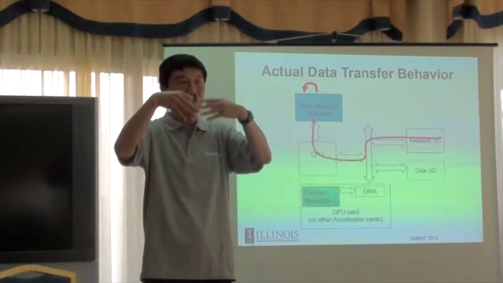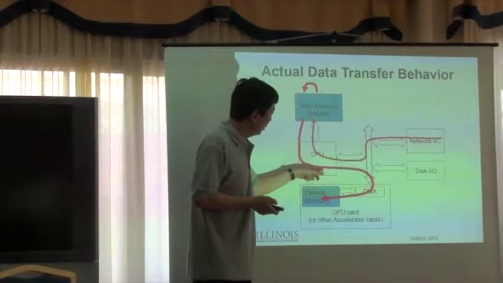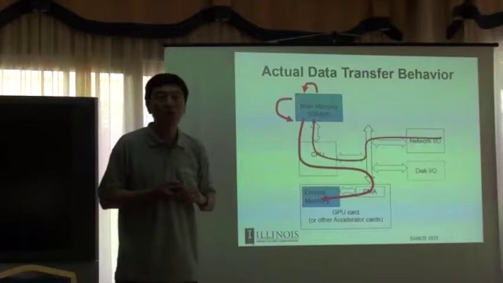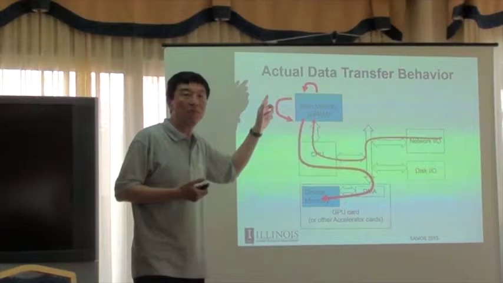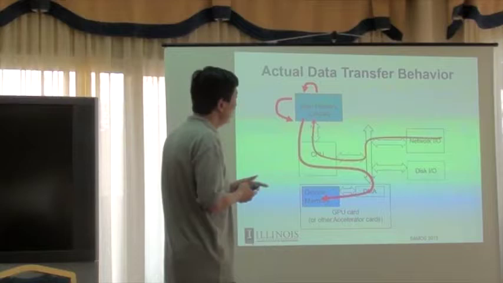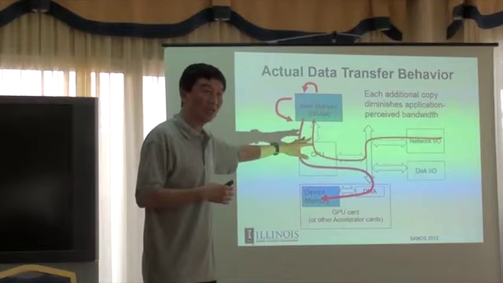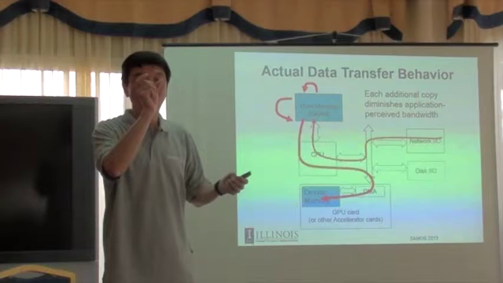And eventually, you will transfer the data out from the PCIe bus into the device memory. Depending on how you deal with the interface between MPI and CUDA or OpenCL that people use today, you may have even more intermediate copies to deal with the pin memory requirements and so on. So each one of these things essentially diminishes the application perceived bandwidth of your interconnect. Every additional copy essentially occupies more of the time slots of this interconnect.